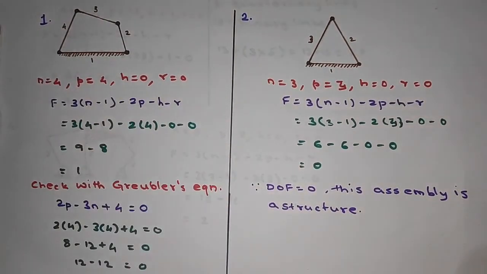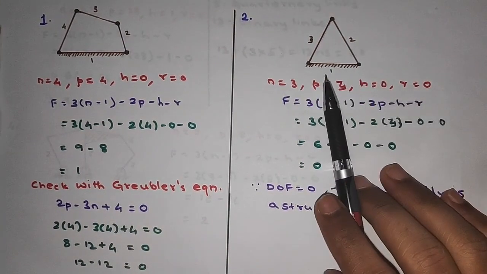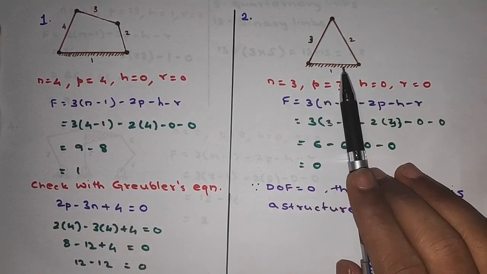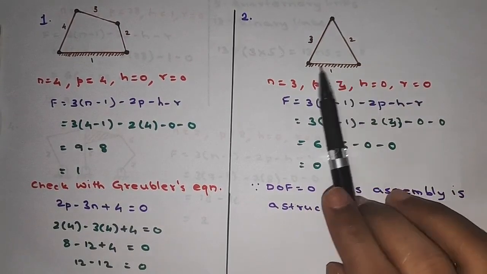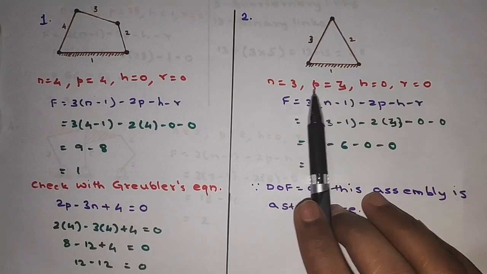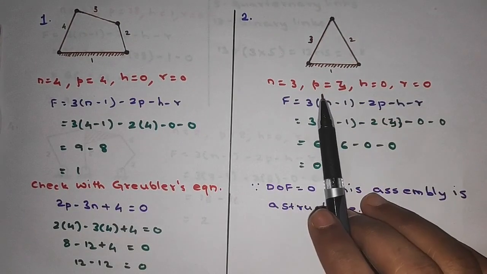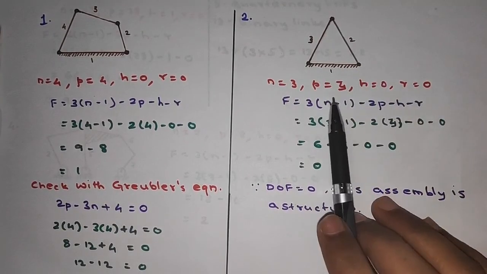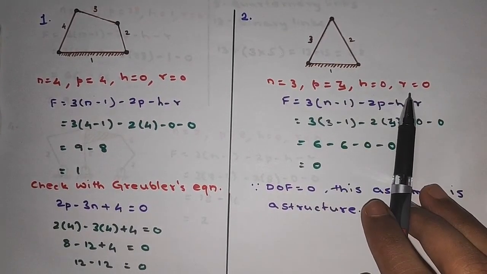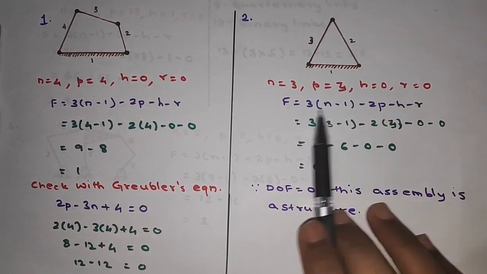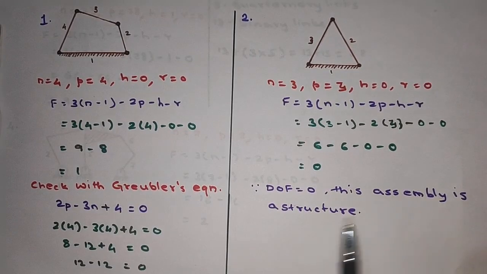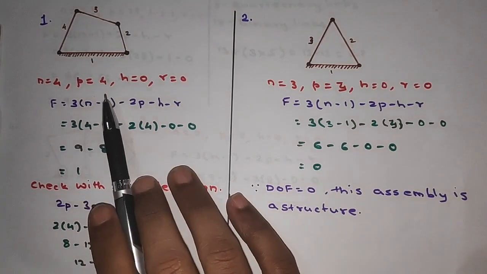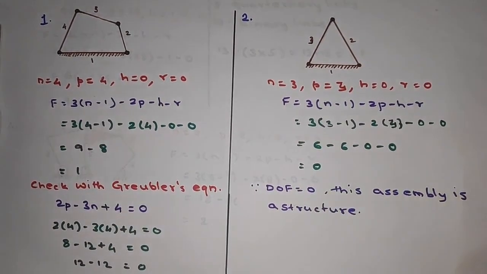So this is for the first example. The second example is a 3-link arrangement, and this cannot be a mechanism because we have already seen that the degrees of freedom for this will be 0. The same thing we are seeing here. When you substitute n, which is 3, that is, you have 3 links here, and the number of pairs is also 3 at 3 different joints, and h is 0 because it is a lower pair, and there is no redundant degree of freedom, so r is also equal to 0. Upon simplifying these values, we get F is equal to 0. So the degrees of freedom is 0, so this assembly is a structure. Here the first assembly is a mechanism, whereas this assembly is a structure.